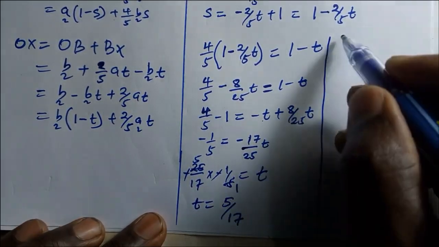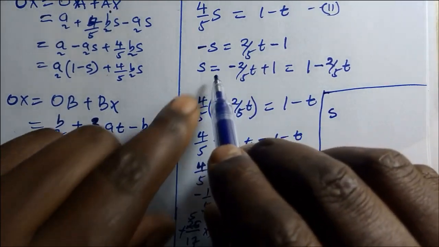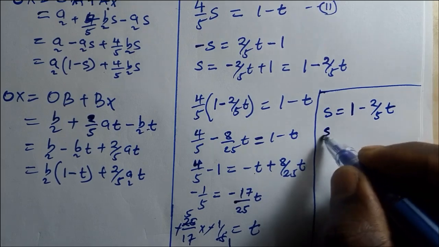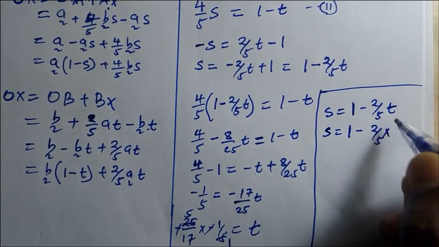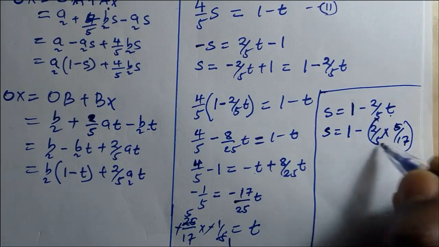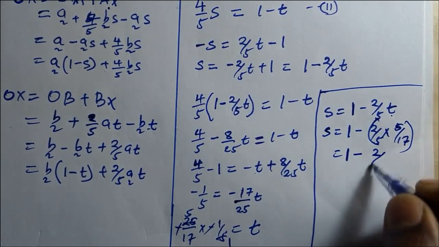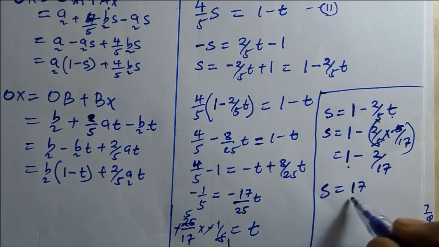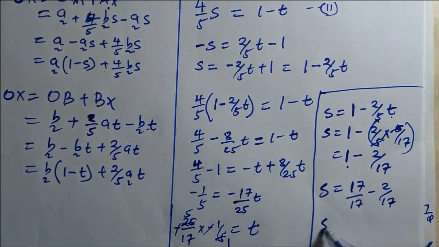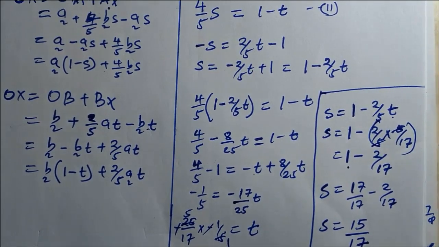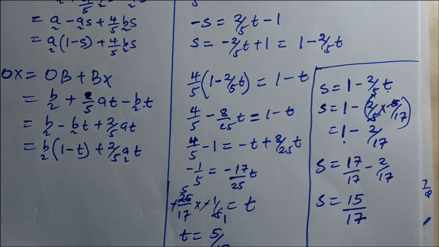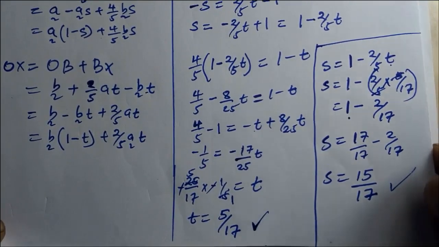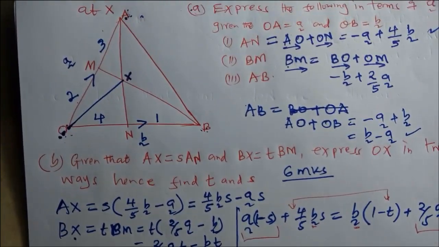So to get S, remember we said that S is equal to 1 minus 2 over 5T. Now we have T. The S will be equal to 1 minus 2 over 5 times T, and our T is 5 over 17. So this is 1 minus 2 over 17, because 5 and 5 will cancel out. This is 17 over 17 minus 2 over 17. S is equal to 15 over 17. Now you have gotten your values of S and T. I hope you have followed. Thank you.